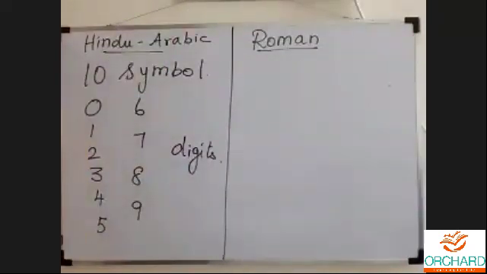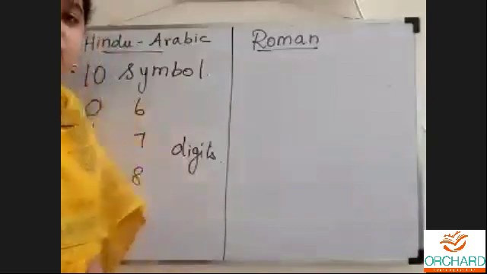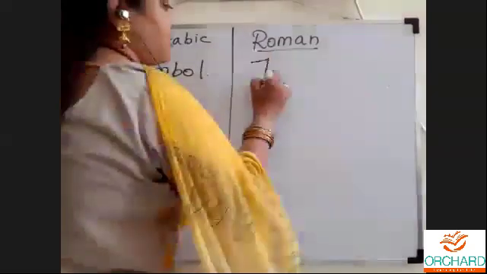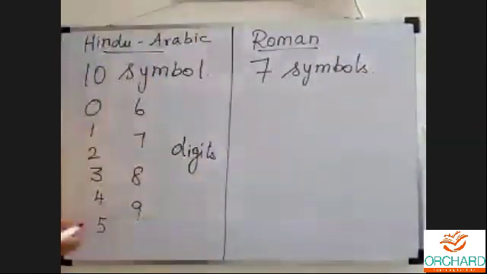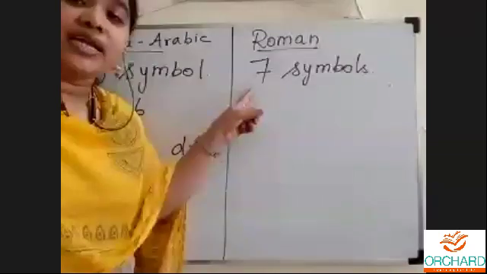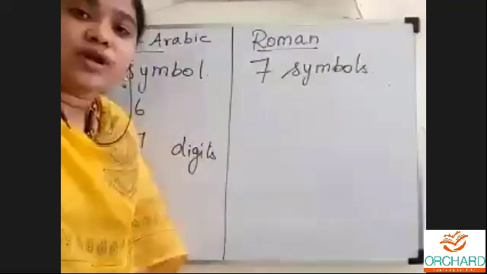Can you tell me how many symbols are there in Roman numerals? I'm asking in Roman numerals. How many symbols do we have? 7, not 10. 7 symbols. Hindu-Arabic has 10 symbols, Roman numeral has 7 symbols. Okay, what are the symbols? Each symbol is represented in capital letters. What are the symbols we have in Roman numeral?